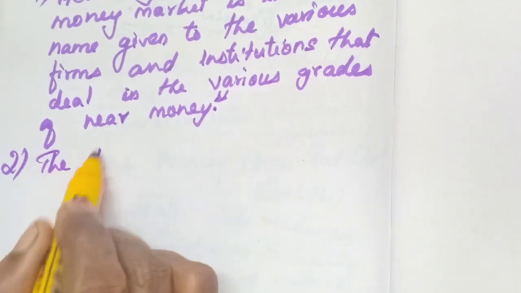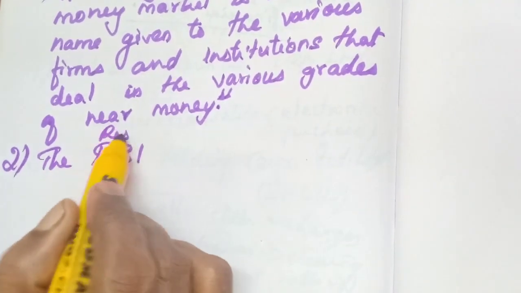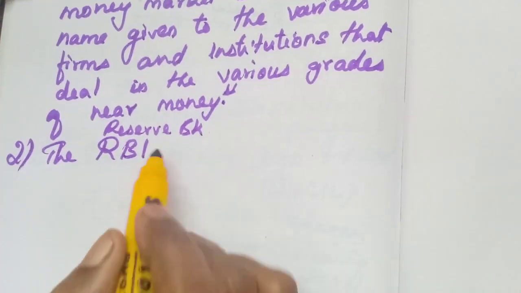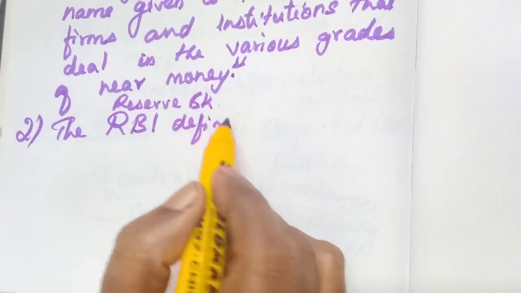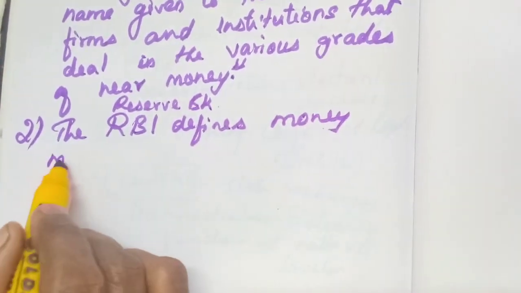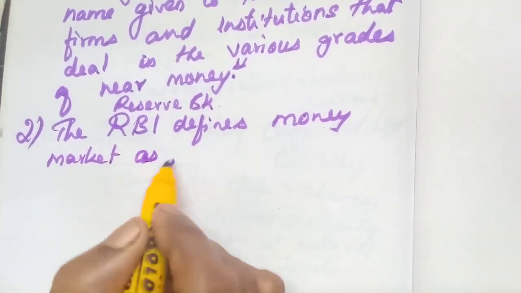RBI has explained. RBI, what is RBI? Reserve Bank of India. Reserve Bank of India. RBI defines money market. RBI defines money market as what?